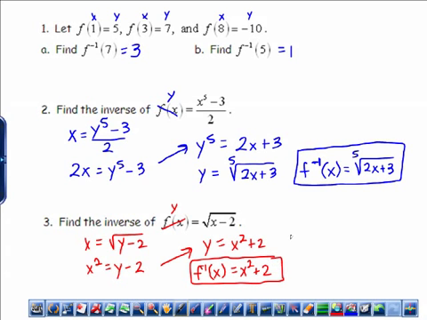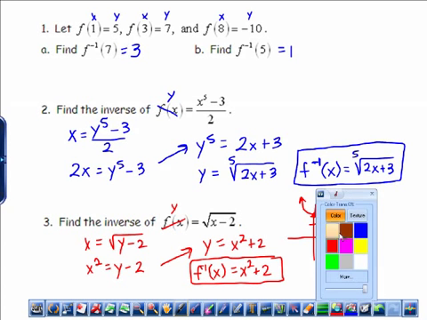Now, I need to consider a domain problem here. All right, let me draw a quick graph, and this may be an easier way to explain it. My original problem was the square root function moved to the right 2. It looks like this. My end result is a parabola moved up 2. Okay, so it looks like this. It's just a rough sketch.